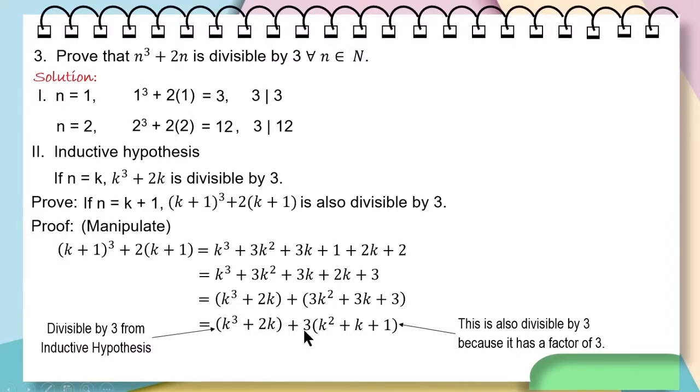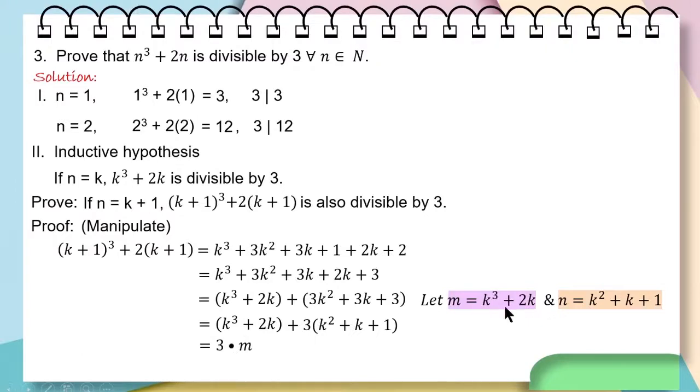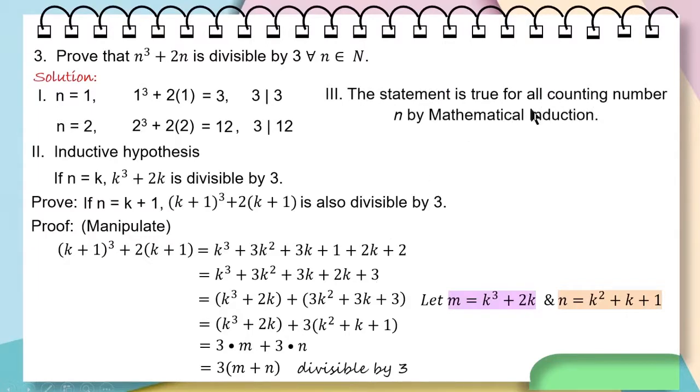Then we let k cubed plus 2k be equal to m, and k squared plus k plus 1 be equal to n. We have 3 times m. Remember, from our inductive hypothesis, k raised to 3 plus 2k is divisible by 3, plus 3 times n. Factor out 3, and we now have 3 times the quantity m plus n. And clearly, this is divisible by 3. Therefore, the statement is true for all counting number n by mathematical induction.